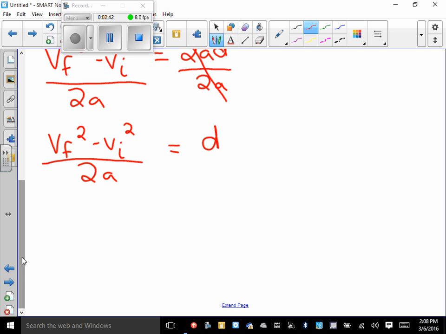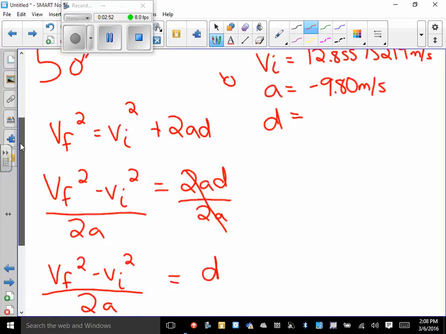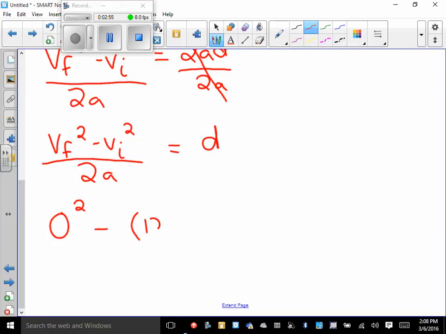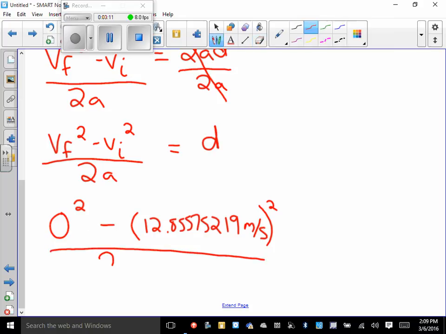Subbing in the values that I know. V final, we said, is 0. So I have 0 meters per second squared minus 12.85575219 meters per second, all squared. It's important that you square it and then apply this negative sign, not square the negative. That will affect our answer. Then divided by 2 times my acceleration due to gravity. Okay, this will give me my displacement.